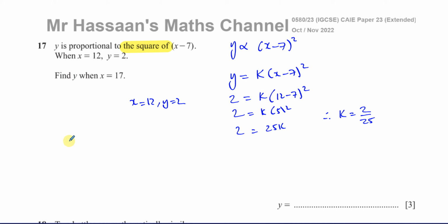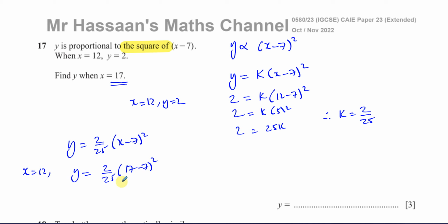Now we can say our equation is y equals 2 over 25, that's k, times x minus 7 squared. When x equals 17, we can replace the x with 17. So we have 2 over 25 times 17 minus 7, which is of course 10. 10 squared is 100, times 2 is 200, over 25, which gives you 8. 200 over 25 is 8. So there's the answer to question number 17.